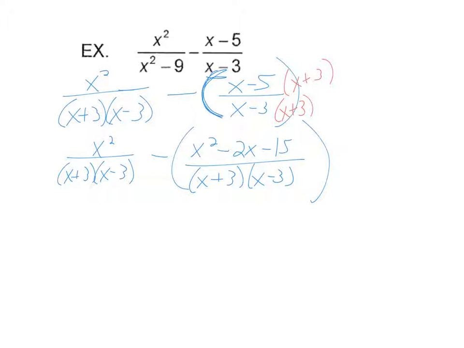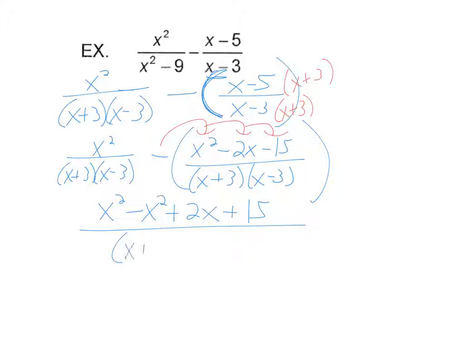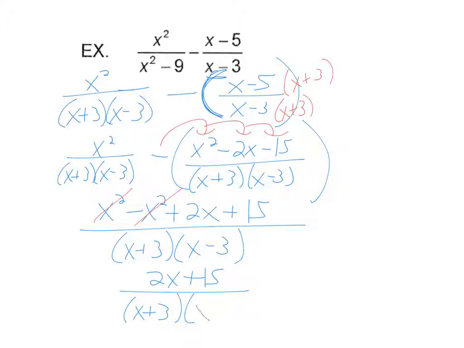Now I can combine the fractions. The minus that's on the outside of the parentheses I will distribute, and that's why I have the parentheses, to help me remember that that subtraction affects everything in the second fraction. So we'll distribute the minus, put all the fractions together, x squared minus x squared plus 2x plus 15, all over x plus 3, x minus 3. Then the x squareds would cancel, and the final answer would be 2x plus 15 over x plus 3, x minus 3.